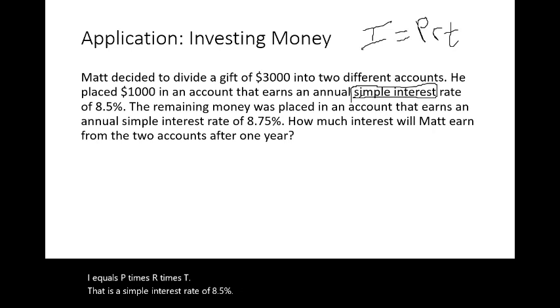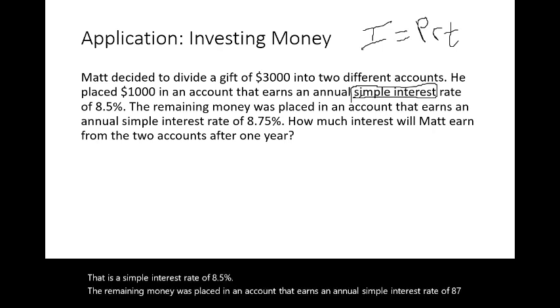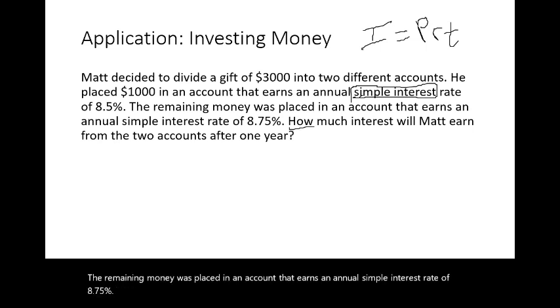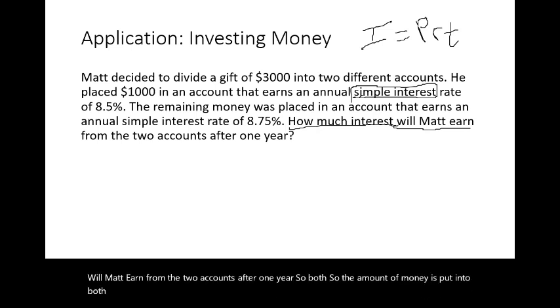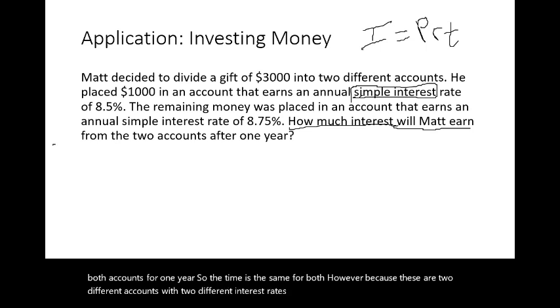The remaining money was placed in an account that earns an annual simple interest rate of 8.75%. How much interest will Matt earn from the two accounts after 1 year? So the amount of money is put into both accounts for 1 year, so the time is the same for both. However, because these are two different accounts with two different interest rates, I am going to split this up into two separate problems at first, and then we will combine it later.